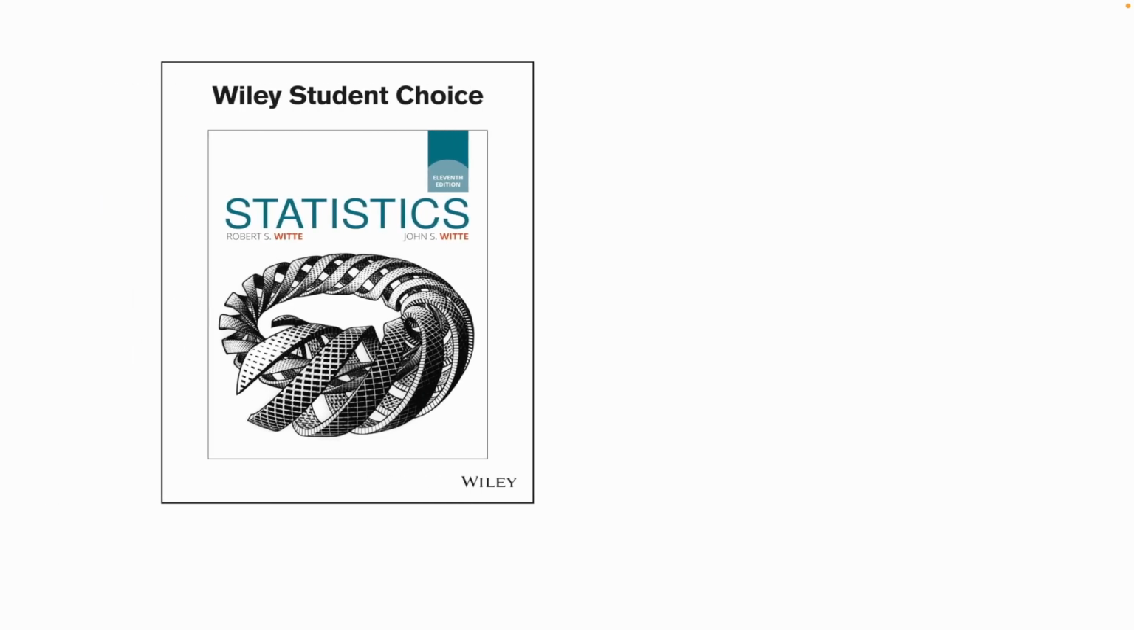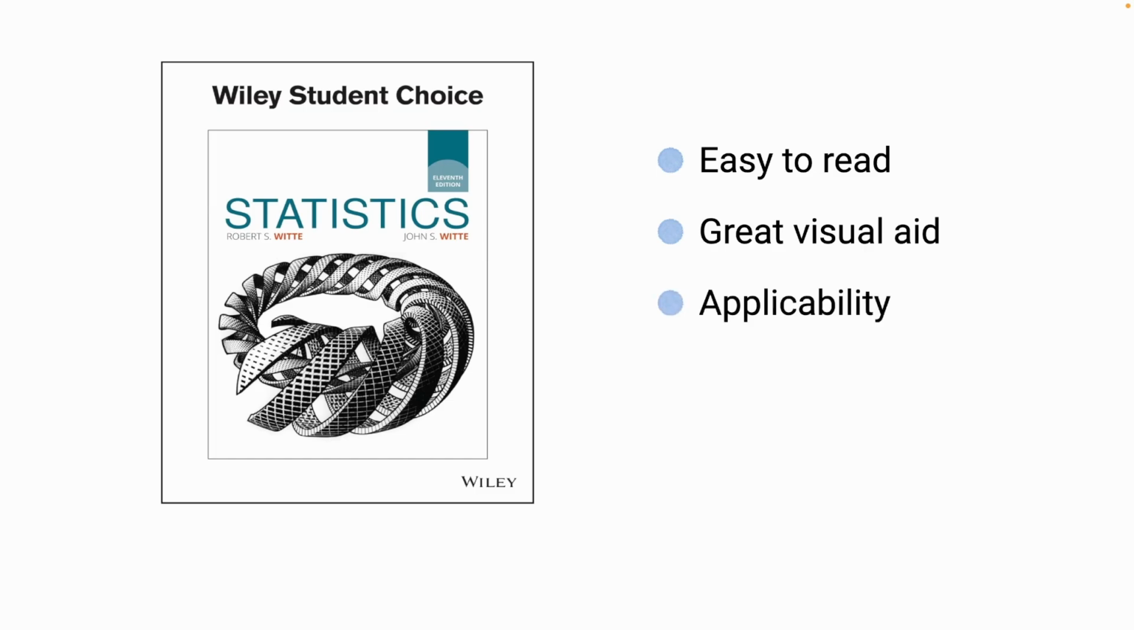Before we start, I would like to introduce to you two good reference books. The first book is Statistic, written by Robert Witt and John Witt. This book is a great book for beginners. It will provide you a strong statistic foundation. The book is easy to read because the terminology was explained in a simple way through real-life examples. It also has a great visual aid. You will learn basic statistical terms with a minimum effort from this book. The book is applicable since it uses many real-life examples.